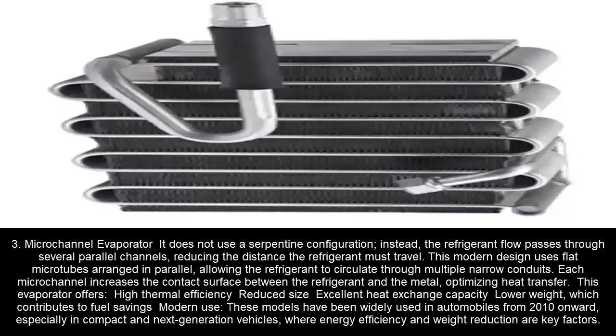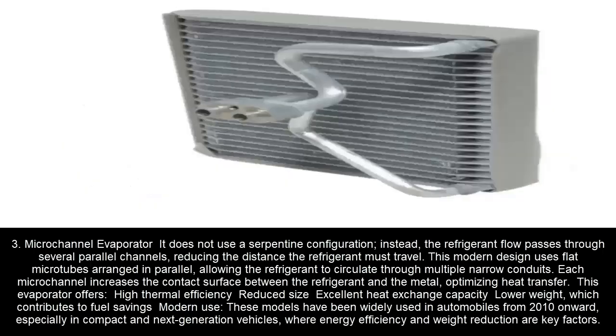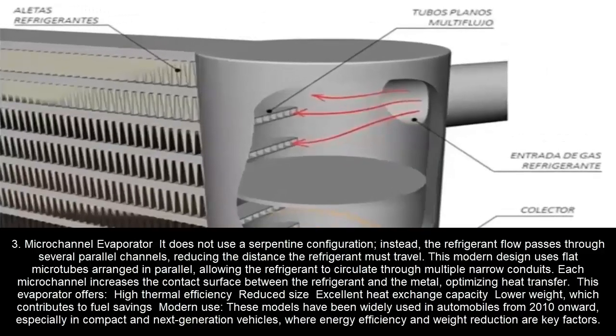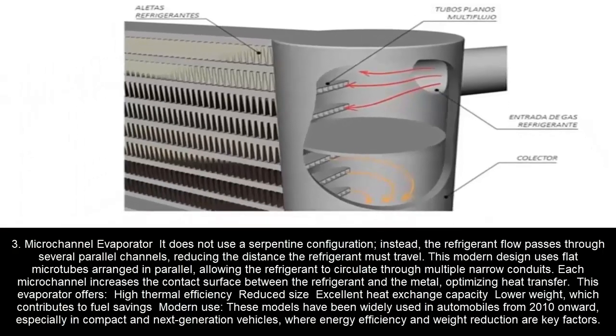3. Micro-channel evaporator. It does not use a serpentine configuration. Instead, the refrigerant flow passes through several parallel channels, reducing the distance the refrigerant must travel. This modern design uses flat micro-tubes arranged in parallel, allowing the refrigerant to circulate through multiple narrow conduits.